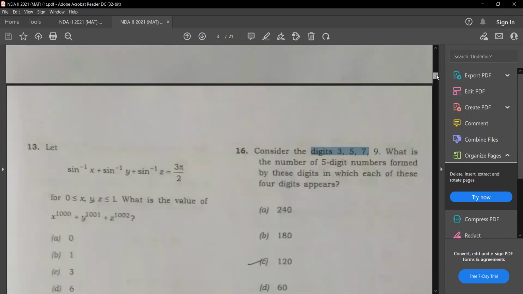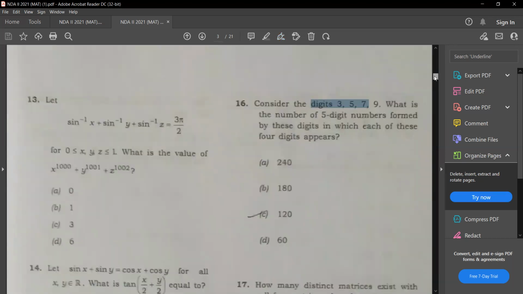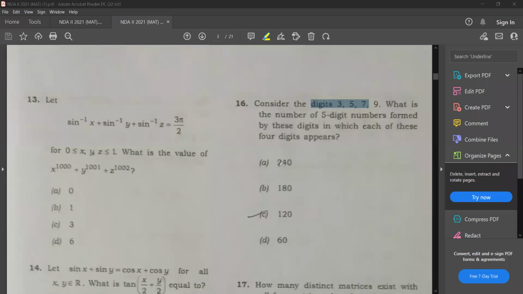Consider the digits 3, 5, 7, 9. What is the number of 5-digit numbers formed by these digits in which each of these 4 digits appears? So how can you do this? We already have 5 places, so 5 factorial. Now listen, 2 will be repeating, isn't it? Because we only have 4 numbers. So divided by 2 factorial.